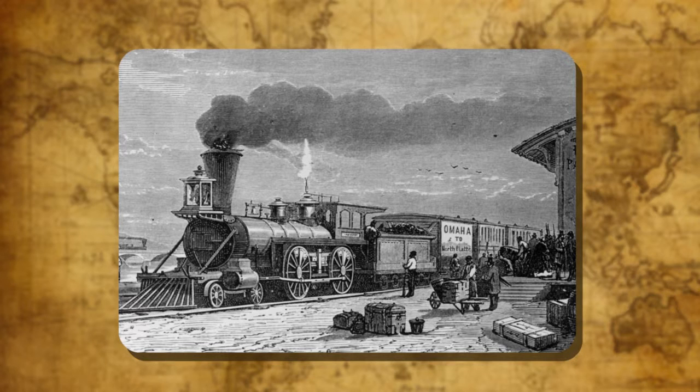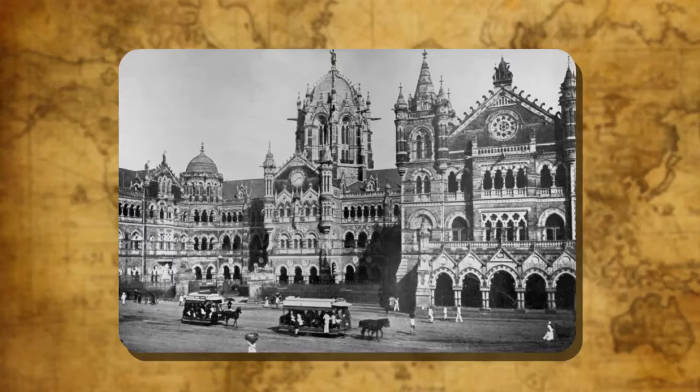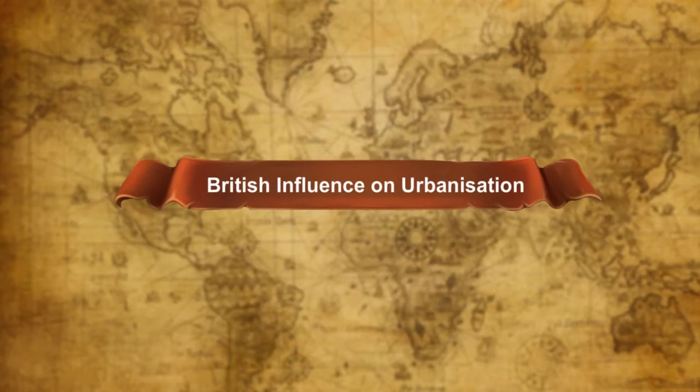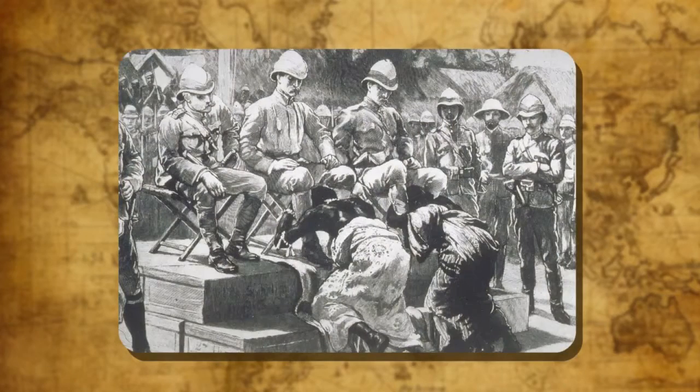On the positive side, the railways contributed to the growth of the metropolitan cities and even some of the major inland towns. The railways also helped in the introduction of modern industries in the metropolitan cities of Calcutta, Bombay, Madras, and Kanpur. British influence on urbanization. During the 150 years of British rule, India's urban landscape went through a radical transformation.